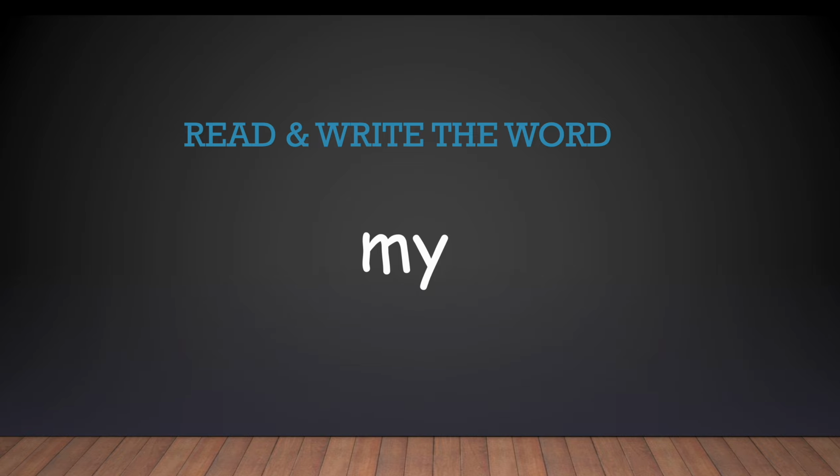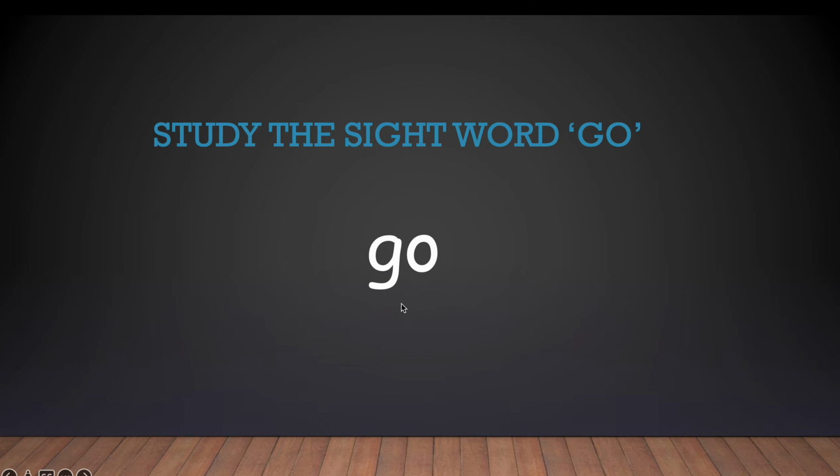You can write the word in the sky with your finger, or you can write it down on a whiteboard or a piece of paper. Ready? Let's start with our M. Go down, then up, down, and then your letter Y. Down, and then pick up your pencil and go all the way down under the line. Let's read it, my. Next, let's study the sight word go.